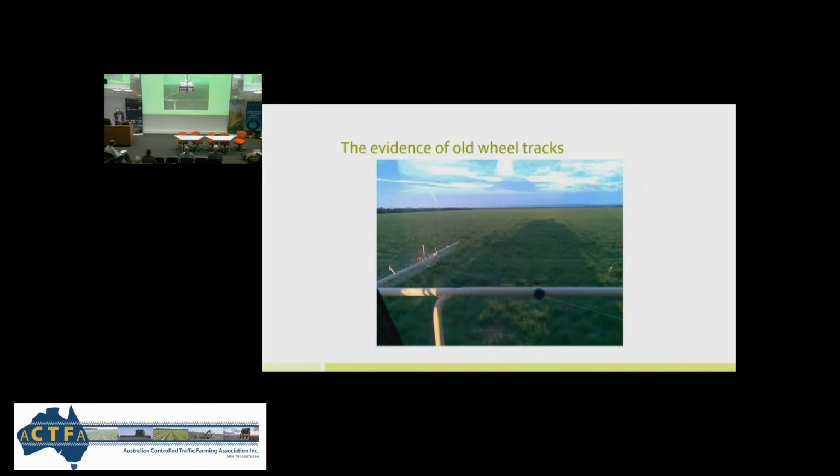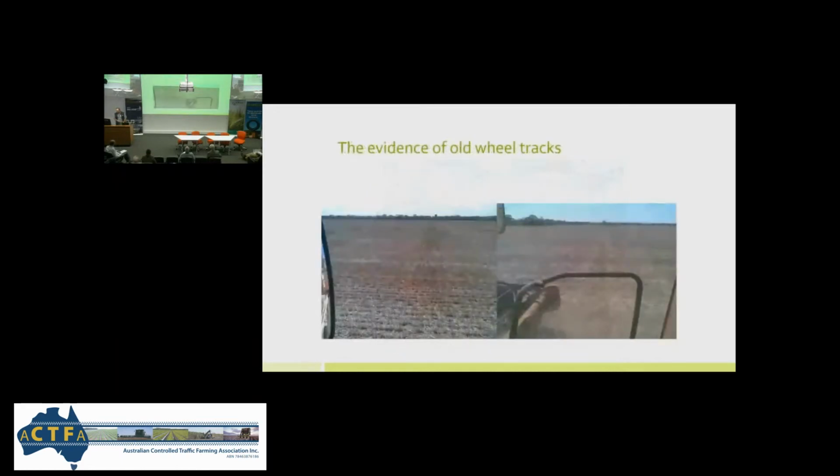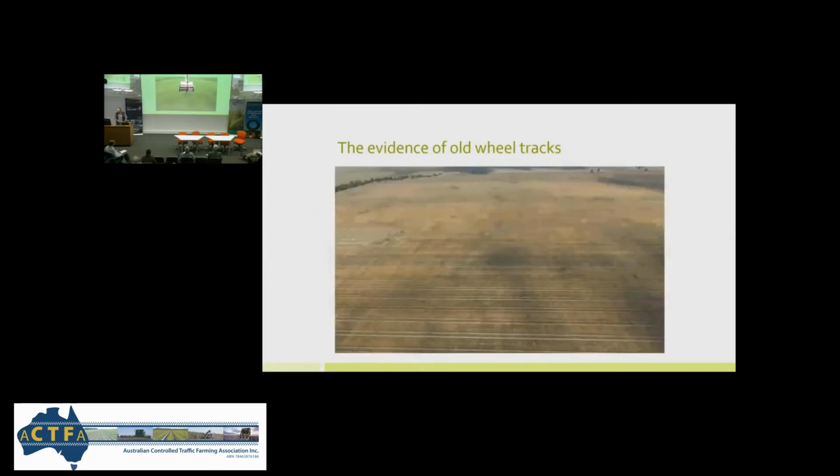But this was interesting. In 2010, I actually saw a benefit in my wheel tracks. It's a bit hard to see with that photo, but those old tram lines are actually a better growth, because it's the first time the crop has actually accessed any of the nutrients over the previous dry years. Because it was wet, it could actually access the soil. Evidence of old wheel tracks, I occasionally still see that. And this is from the drone. You can see, 90 degrees.